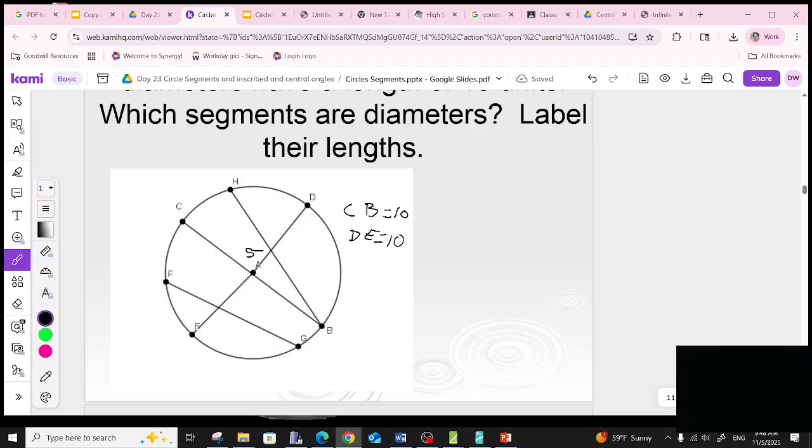Why isn't HB a diameter? Yeah, it's not going through the center. So what is HB? A chord. What's FG? FG is also a chord because it didn't go through the center. Yay or nay? Got it?